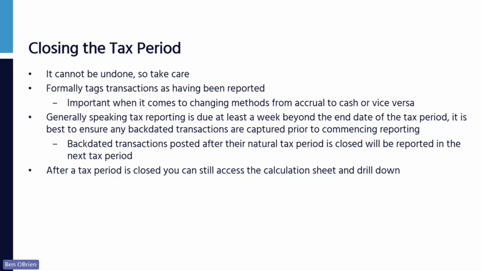From an accruals perspective, it's not as much of an issue if we do need to undo a tax period that has been closed inadvertently. There's still a lot of work that needs to happen behind the scenes from a data fix perspective. But from a cash perspective, it's incredibly complex. And in terms of everything that happens with the data when you close a tax period, so that stands to reason that it's also incredibly complex to undo that. So please don't close a tax period if you don't mean to do it.